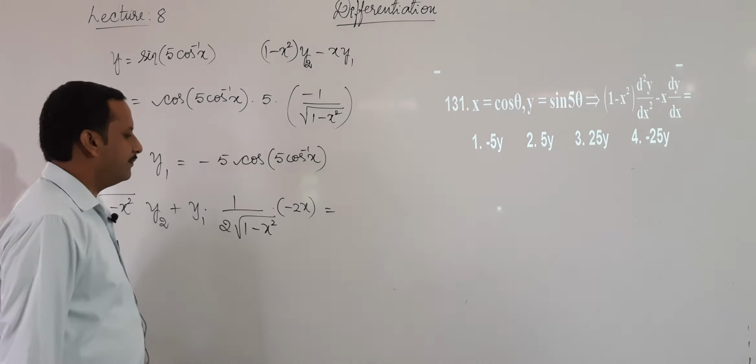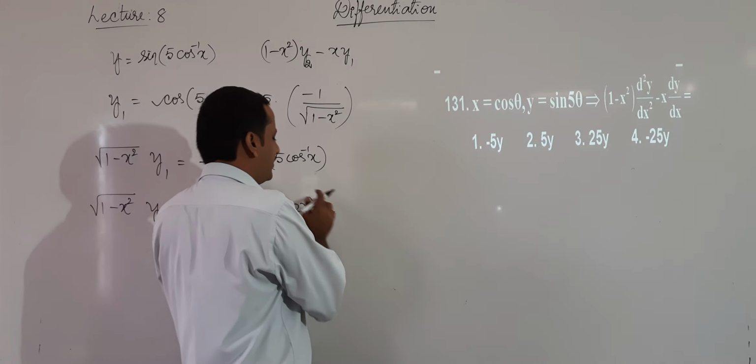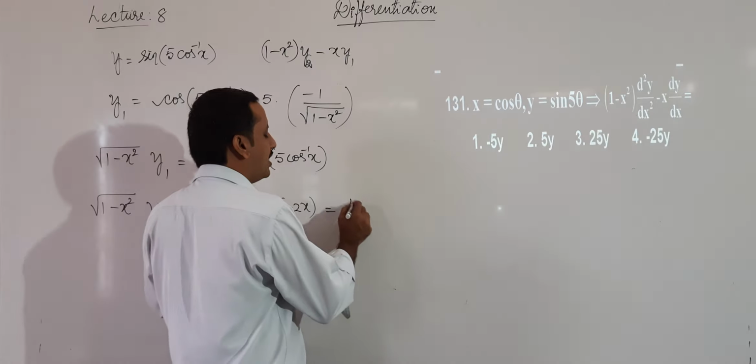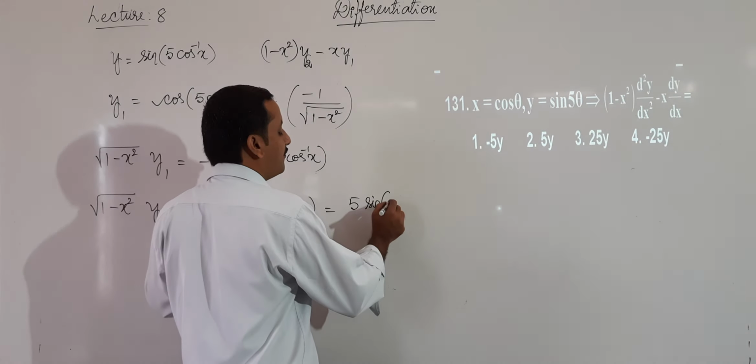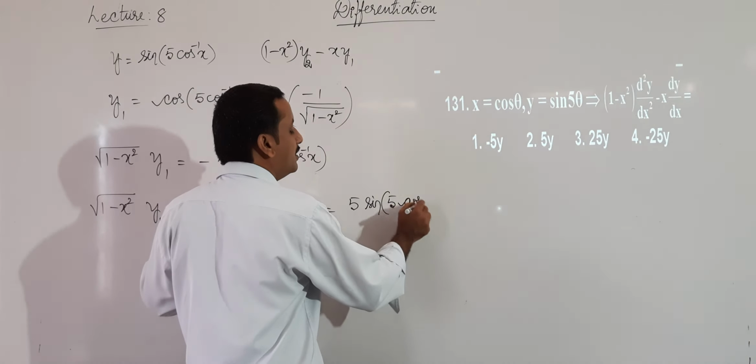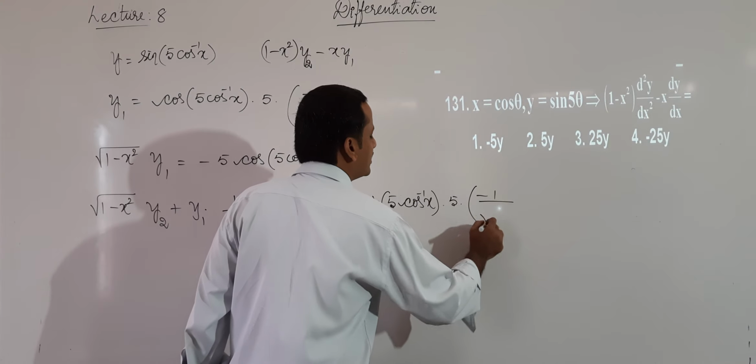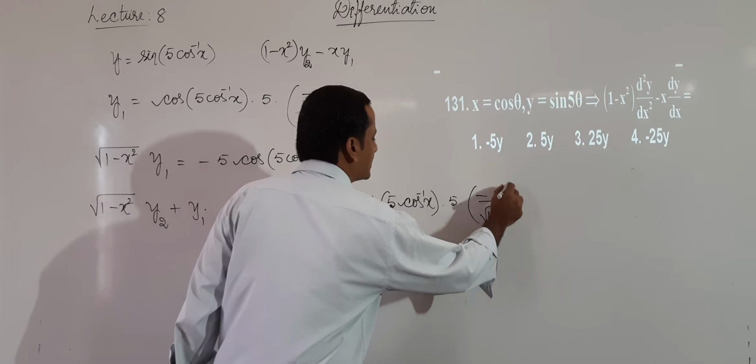That's equal to, on the RHS, minus 5 into the derivative of cos x, which is minus sin x, so it will become 5 sin of (5 cos inverse x) into 5 into the derivative of cos inverse x, which is minus 1 by root of 1 minus x square.